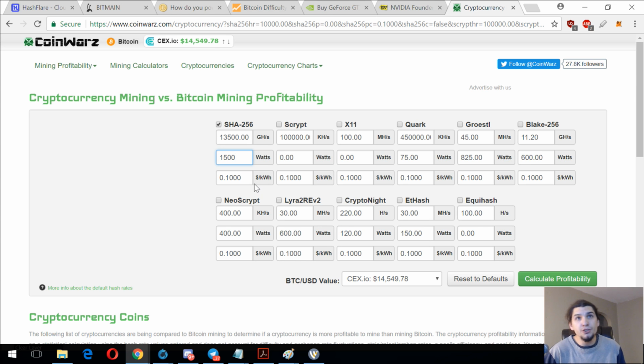Let's just put in 1500 watts. And then I don't know what your power is worth. Of course, this is going to be a variable number depending on where you live. Where I live, they charge me more in the daytime and less at night. I'm like 18 cents a kilowatt in the day, and about 10 cents a kilowatt at night. So I'm going to pick a nominal value. Let's go 14 cents per kilowatt, and this will tell us what our profitability would be. So now we'll hit calculate.